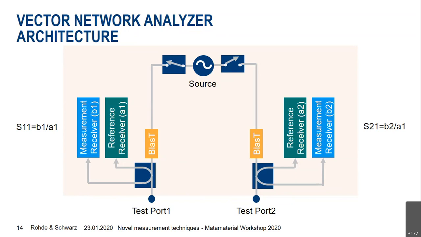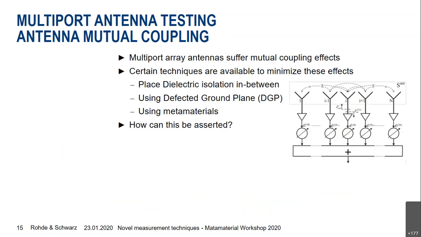This is making it mandatory for network analyzers to have an internal bias T. So this is what is additionally added in the network analyzer architecture. The additional bias Ts, as you can see highlighted here in this diagram. Also, going further, not just a single port antenna, but when we are looking here at 5G and different other applications, multi-port antennas are in the picture. How do we really test these multi-port antennas?